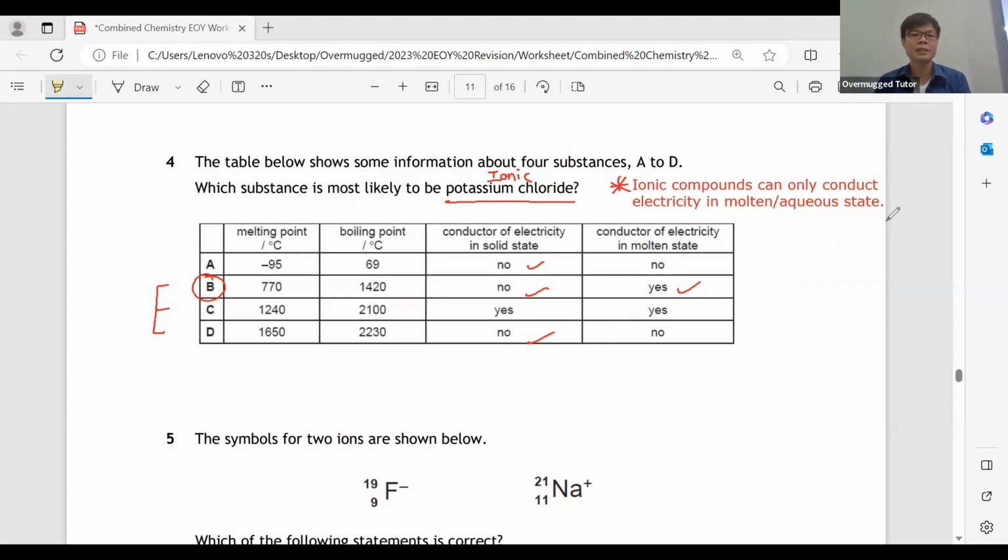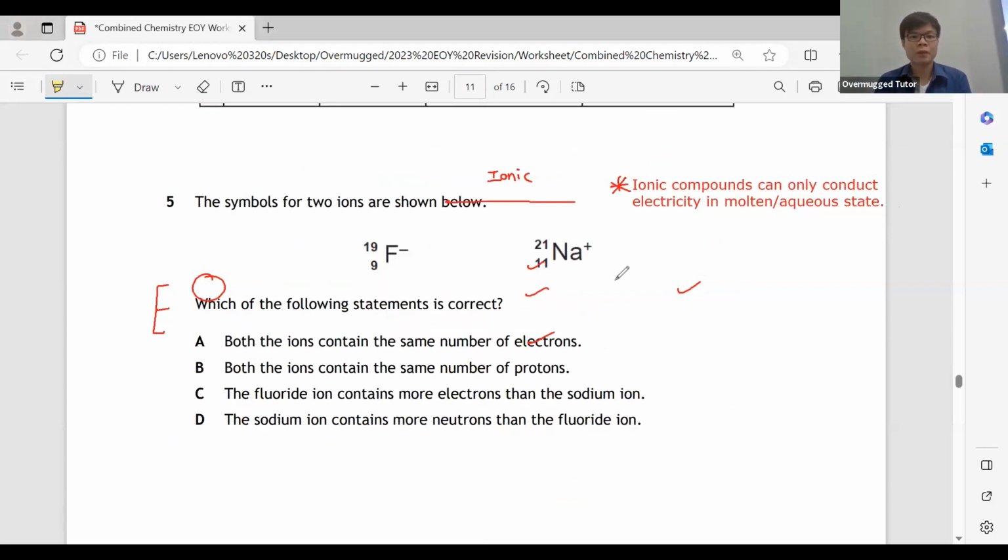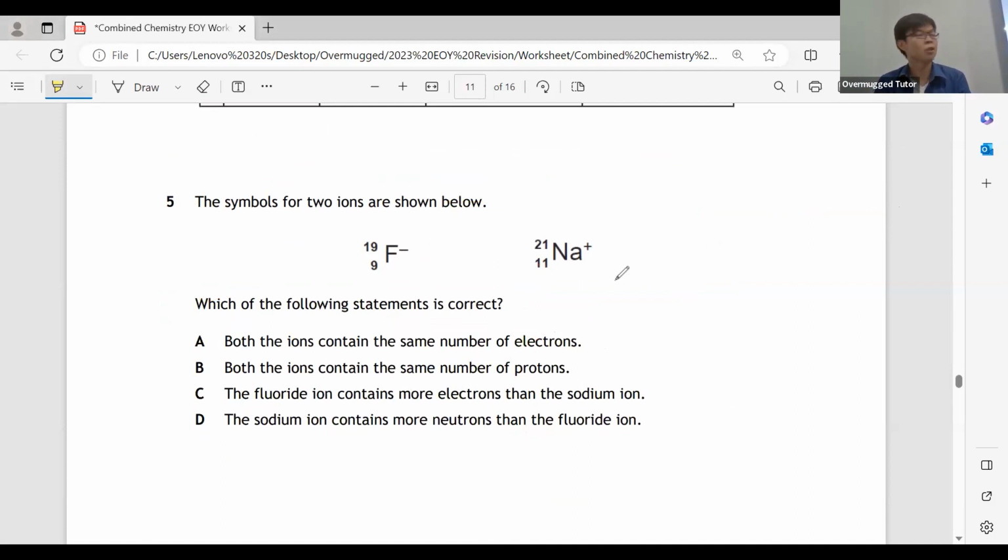Okay. For open-ended, you will see, you are required to explain why. Okay, for this. Okay. Shall we try ions? What does the minus mean? What does the plus mean?